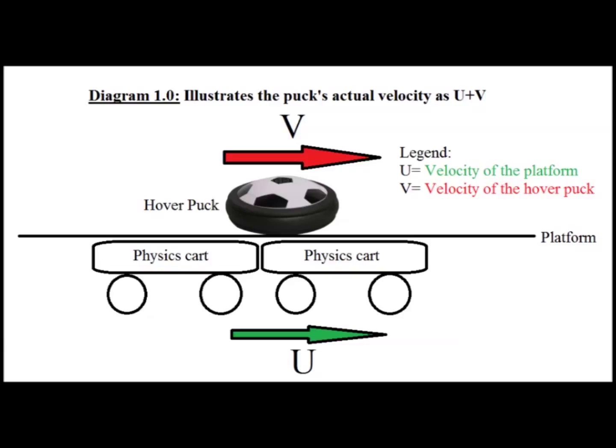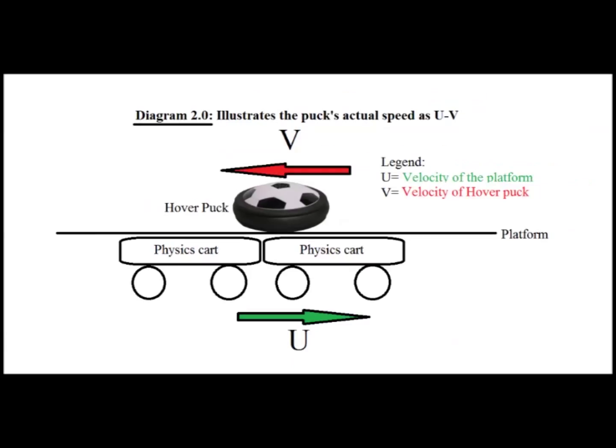When the cart and the puck are both moving forwards, the actual velocity of the puck can be expressed as u plus v, u being the velocity of the cart and v being the velocity of the puck. Similarly, when the puck and the cart are moving in opposite directions, the actual velocity of the puck can be expressed as u minus v. So as you can see, the perceived speed of an object is all relative. It really depends on your frame of reference.